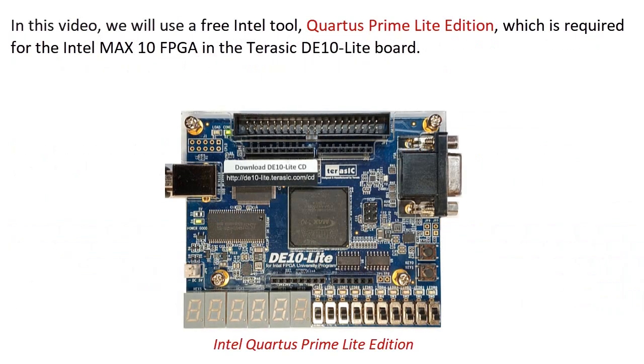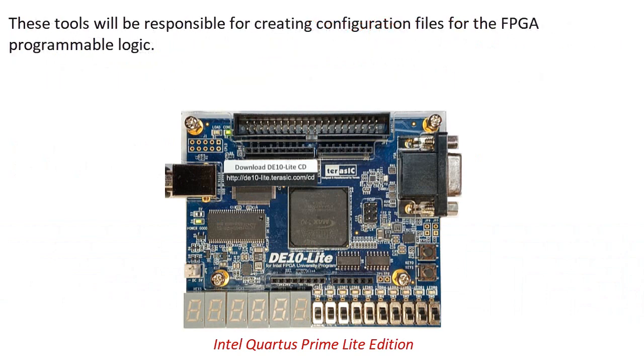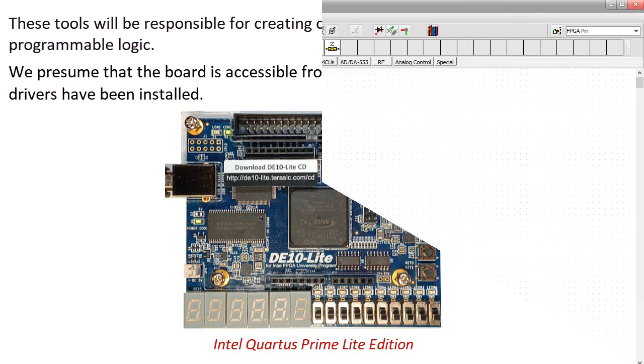In this video, we will use a free Intel tool, Quartus Prime Lite Edition, which is required for the Intel Max 10 FPGA and the Terasic DE10-Lite board. For other Intel FPGAs, you might need to use the standard or Pro edition of Quartus. These tools will be responsible for creating configuration files for the FPGA programmable logic. We presume that the board is accessible from your machine and that the necessary drivers have been installed.